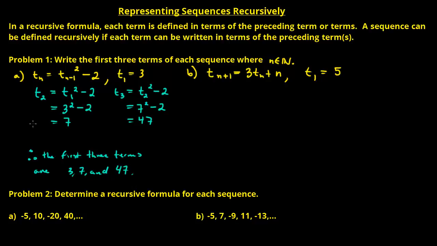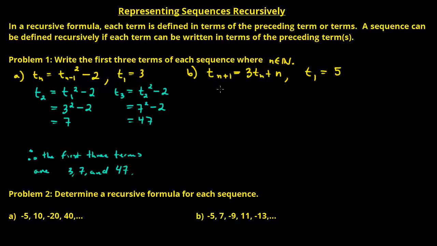And if I wanted to calculate the fourth term, I would have to square 47 and then subtract 2. So you can see that to know any term, I have to know the preceding term. So that's why we have to be given at least one of the terms.